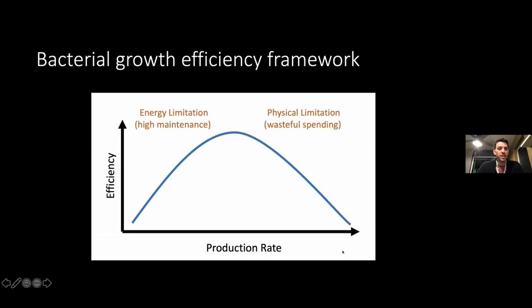So to briefly put this all together, using all this data, we're generating this bacterial growth efficiency framework, where I'm showing this as a cartoon with production rate along the x-axis and efficiency along the y. And in a lot of energy limited systems like the lakes in Quebec, maintenance energy is high, and therefore as production rate increases, so will efficiency. But when we get into some cultures which are growing in the lab closer to their theoretical maximum growth rate, we get some physical limitations and wasteful spending of energy that's limited by the cellular biophysics of the cell.